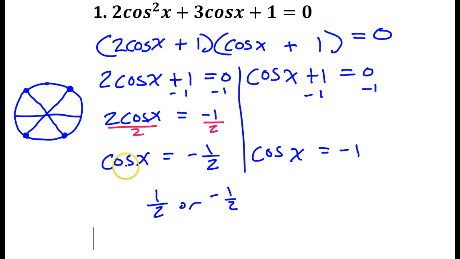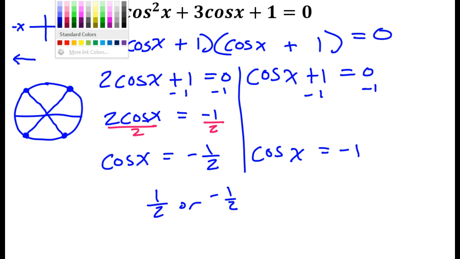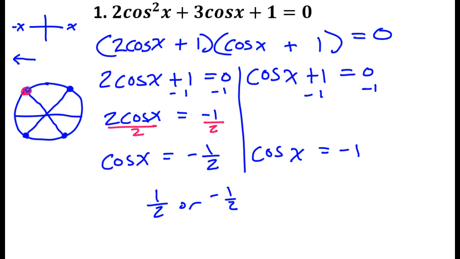So remember that cosine is like the x coordinate on the unit circle. So, you know, x values are negative over here to the left. Like if this is my x-axis, this is the positive side, and this is the negative side. So these are the 2 places where I'm going to get a negative cosine, because they're over here on the left.